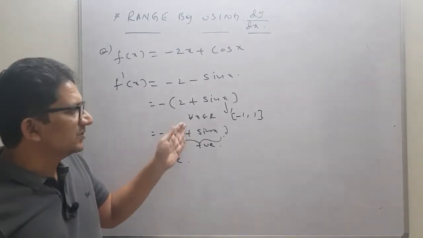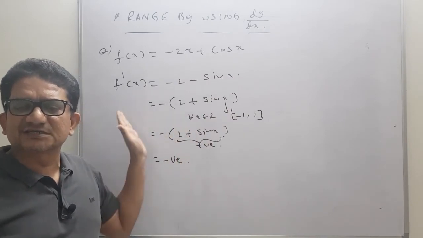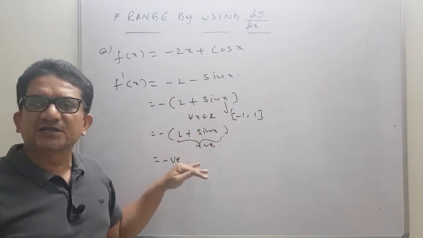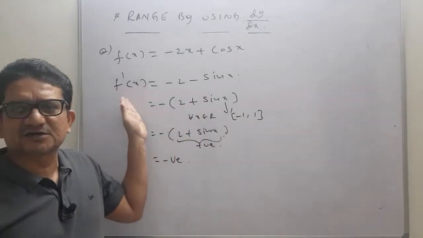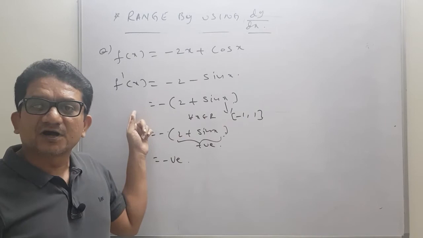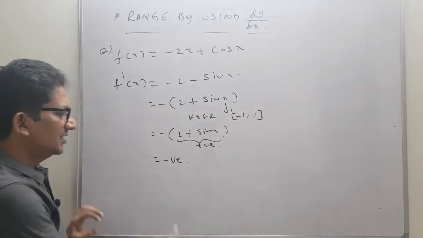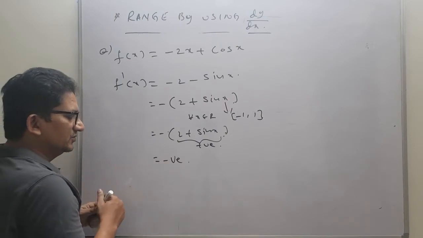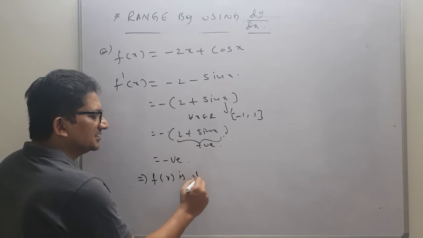So whatever analysis you are doing here is to decide whether the function is increasing or decreasing. We are least bothered about what output it exactly generates. F dash x output we don't want. We want the output status, whether it is positive or negative. Here we got negative, that indicates that f of x is decreasing.